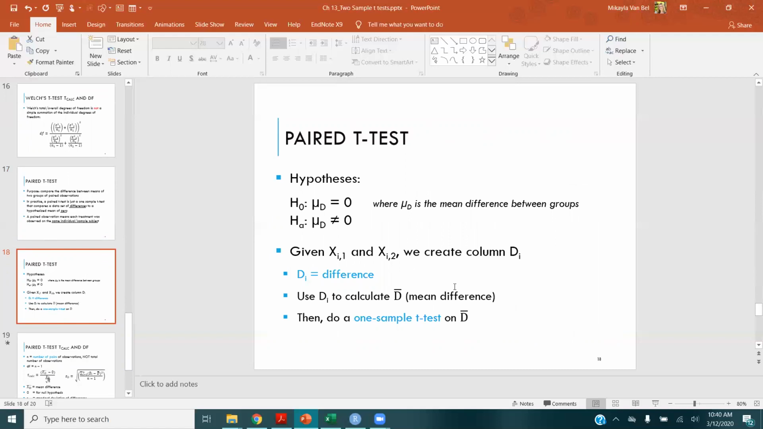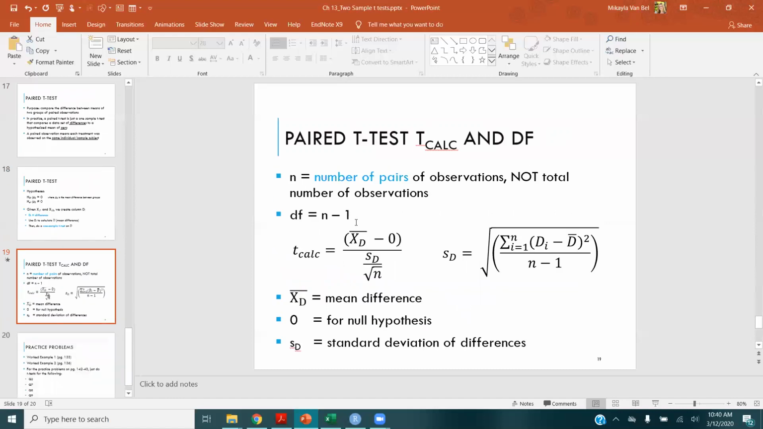The hypotheses for a paired t-test are slightly different because we are comparing differences instead of groups. Here, the null hypothesis is the mean difference, with a capital D for difference, is equal to 0. The alternative is that that difference is not equal to 0. There is a way to do this in Excel as well, but we will mostly be focusing on doing this in R. Finally, the paired t-test, t-calc, and degrees of freedom also come with different formulas than those we've seen before, but we will not be using these because we can do these problems in R.